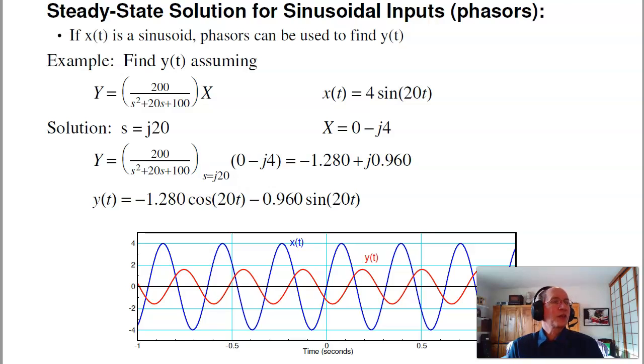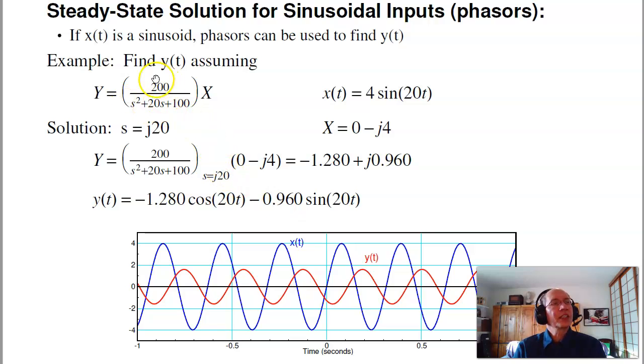To solve for y given x, there's two main approaches. If the input is a sine wave, and sine waves are eigenfunctions, the output's also a sine wave in the same form. All I need to tell you is what's the amplitude and phase shift, or equally, what's the sine and cosine term. To determine that, use phasor analysis.